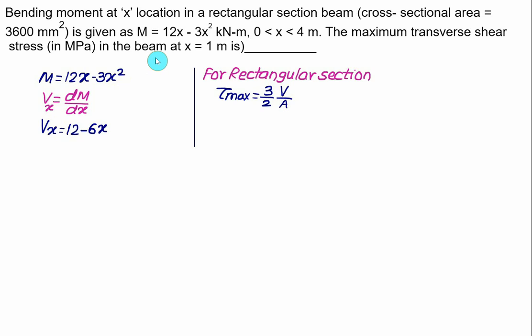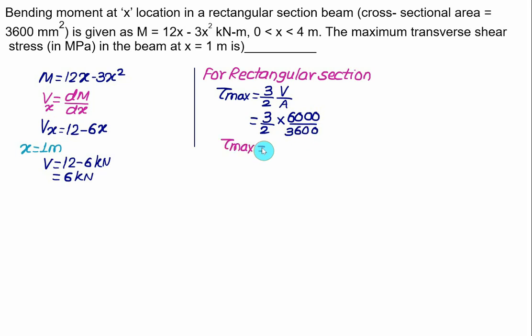We are interested to know the shear stress at x equal to 1 meter. So at x equal to 1 meter, we have shear force equal to 12 minus 6, that will be in kilonewton. That is equal to 6 kilonewton. So we'll substitute this value here. We have 3 by 2, shear force is equal to 6000 Newton, and the area equal to 3600. So in this case the maximum shear stress will come out to be 2.5 megapascal.